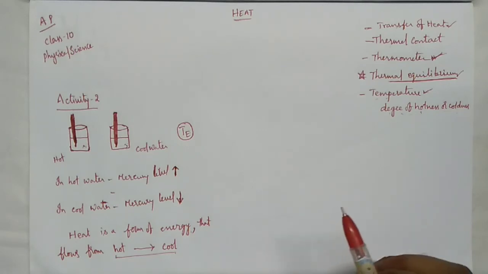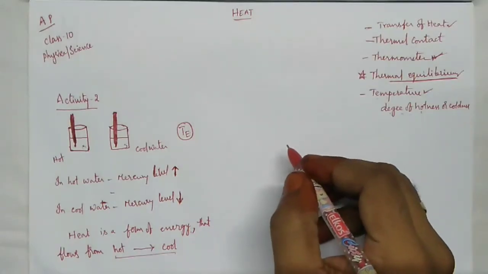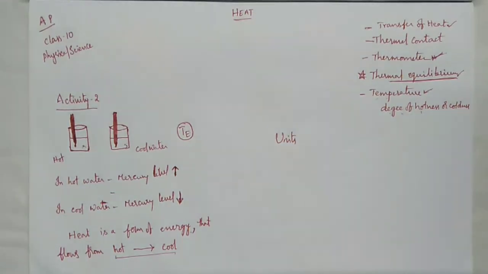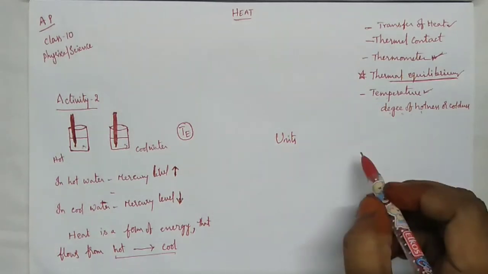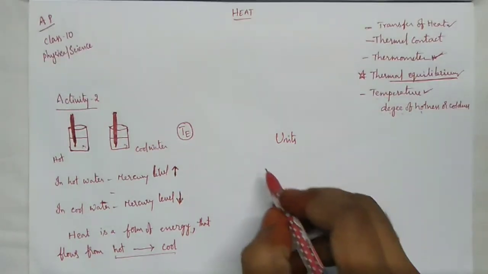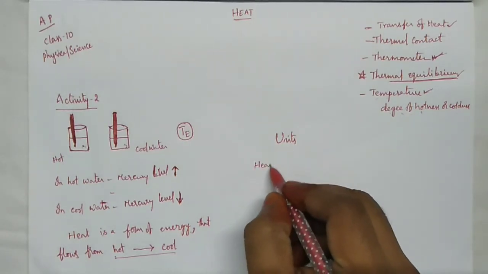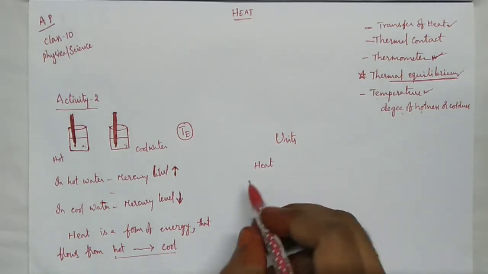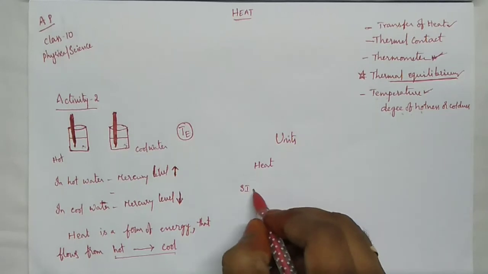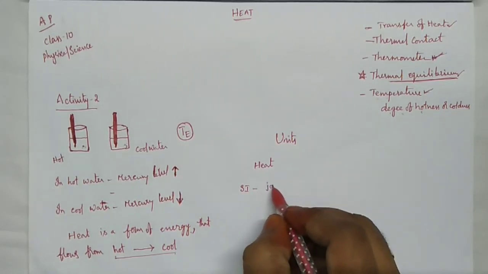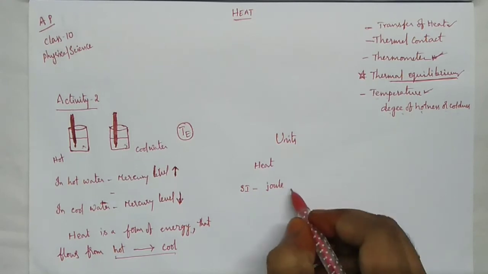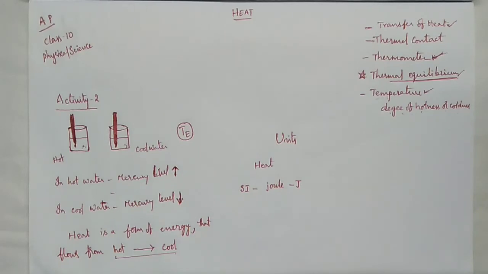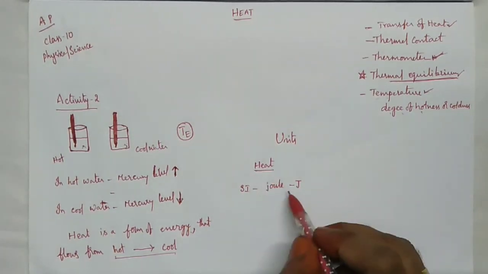Now let us see how we can measure the units. What are the units for heat, and some instruments, right? Units for the heat. The SI unit of heat is joule. You can denote this with a single capital letter J. Standard International System, SI unit of heat is joule.